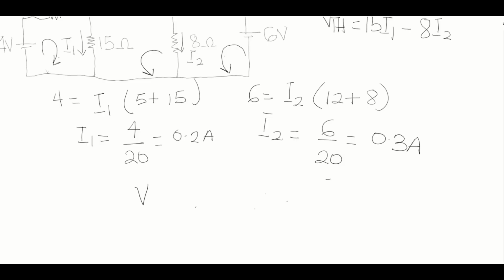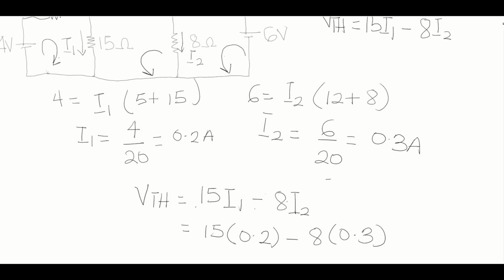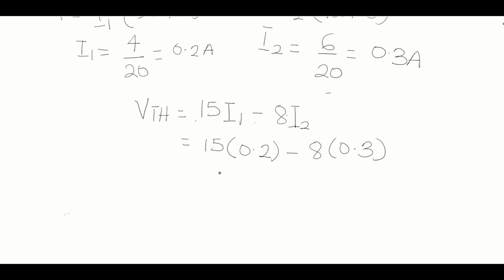With that, we are going to calculate the VTH. We already have the formula for VTH to be 15 I1 minus 8 I2. So it's going to be 15 times 0.2 minus 8 times 0.3. We are going to get 3 over here, then 2.4 over here. So the resulting VTH is going to be 0.6 volts.